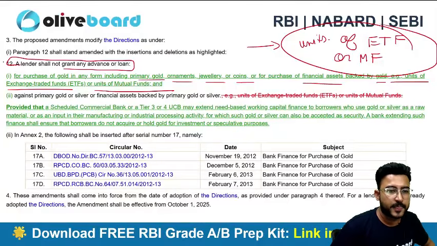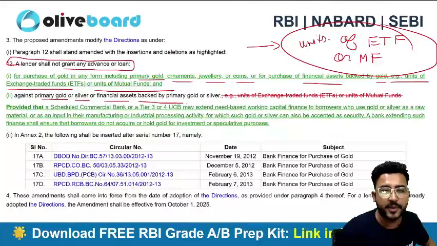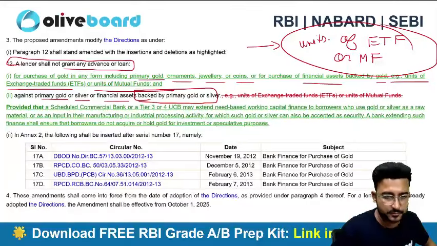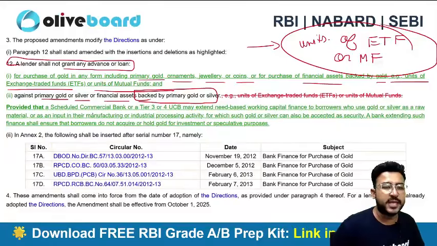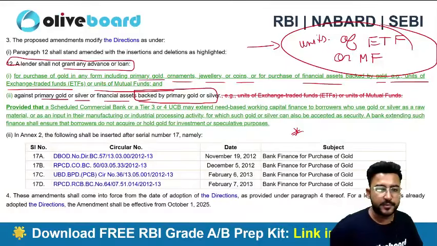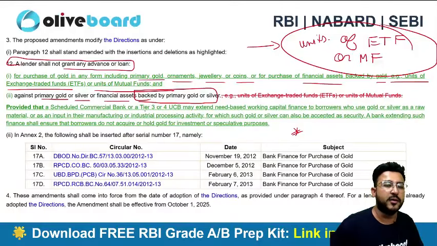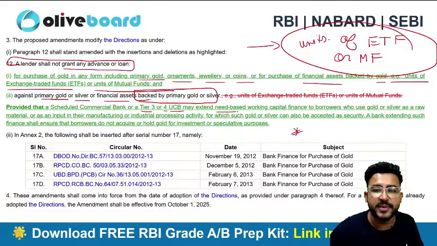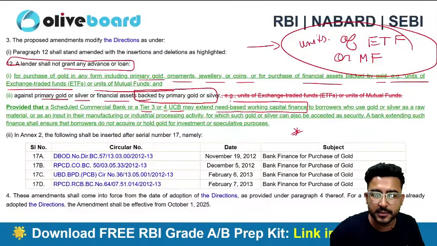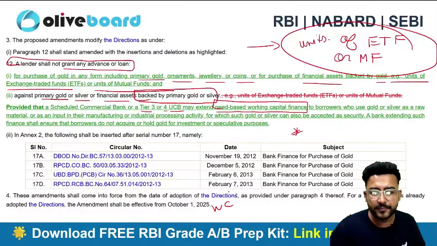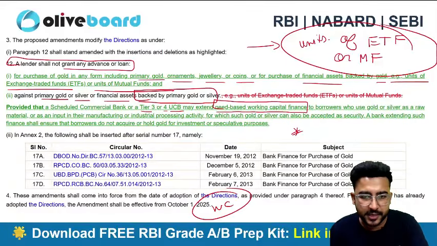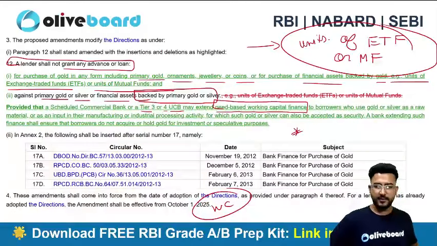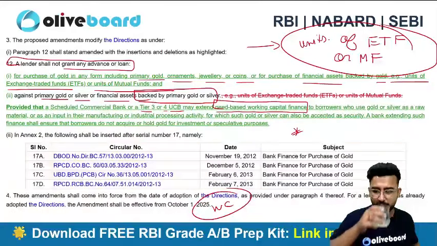Then against primary gold or silver or financial asset backed by the primary gold or silver, provided that the scheduled commercial bank or a tier 3 or tier 4 UCB, urban cooperative bank, may extend need based working capital finance. Now this can be important. Now what do you mean by working capital? Any idea what is working capital, guys? What is a working capital? Can any one of you tell me quickly?